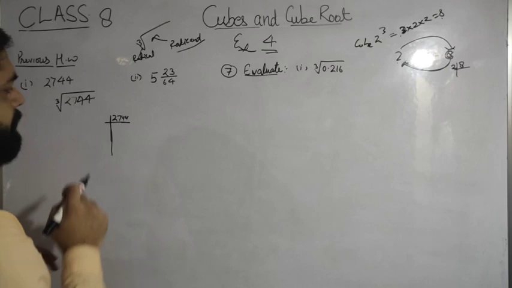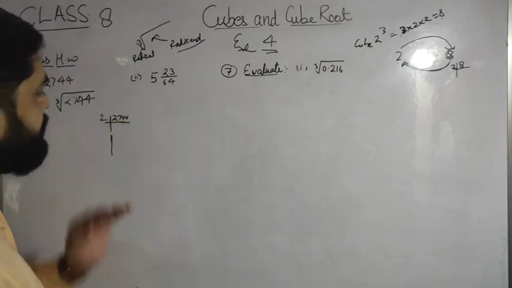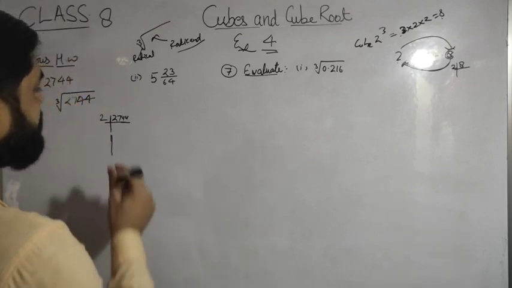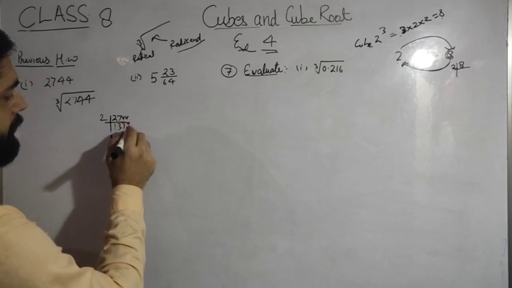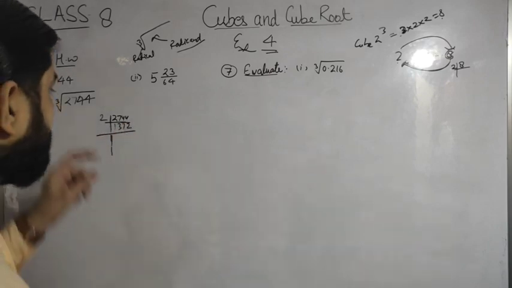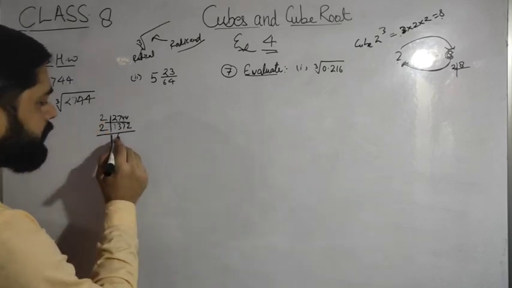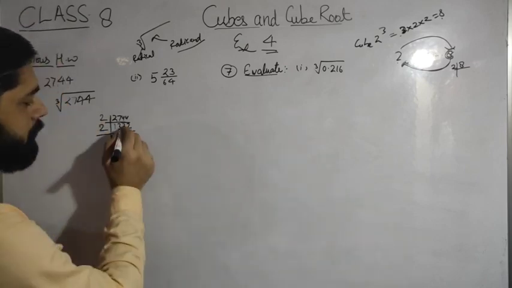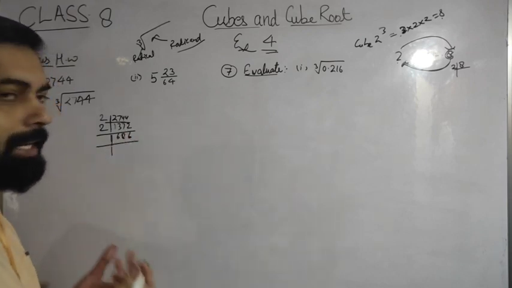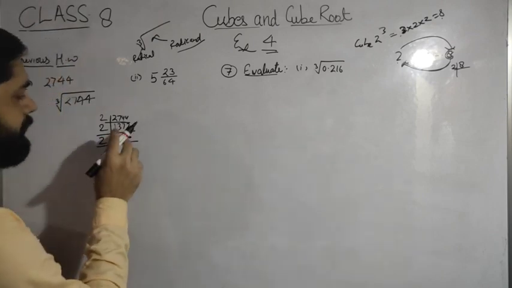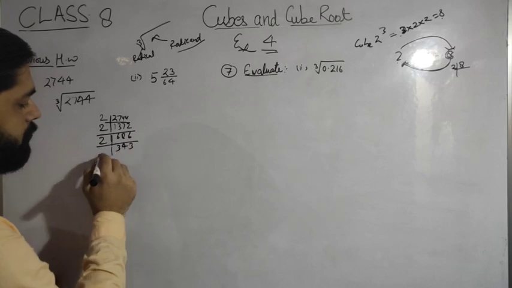So firstly we try 2. Yes, it's divisible by 2 because the first digit is a 4. 2 ones are 2, 2 threes are 6, 2 sevens are 14, and then 2 twos are 4. Then again divide by 2: 2 sixes are 12, 2 sevens are 14, 2 eights are 16, and then 2 sixes are again 12. Then again this is divisible by 2: 2 threes are 6, 2 fours are 8, 2 threes are 6.